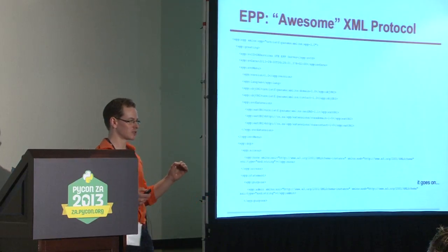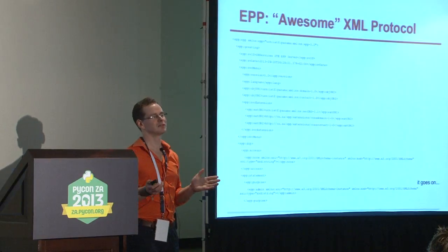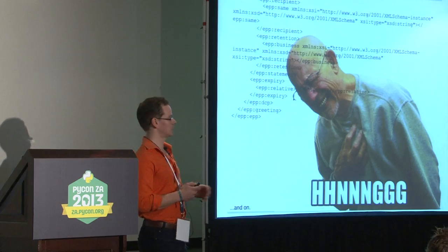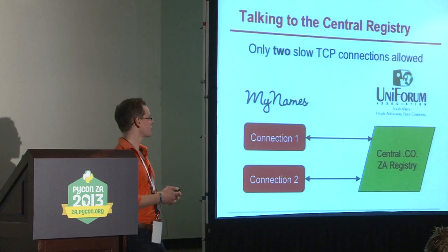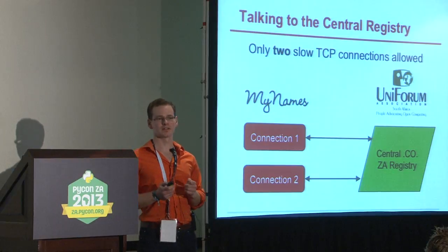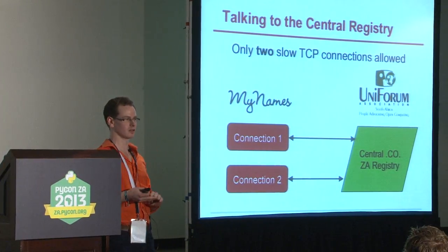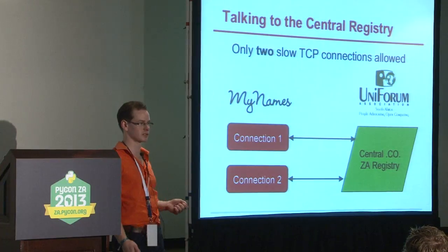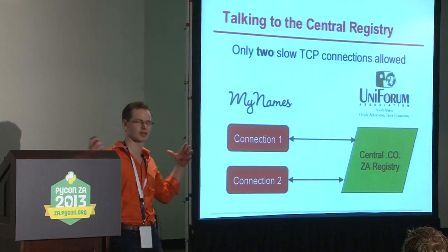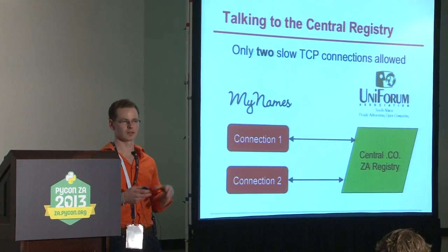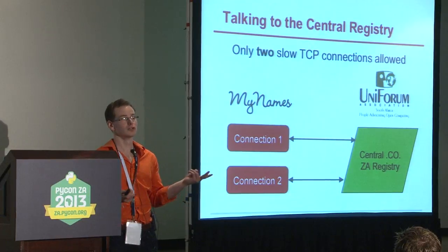The magic in speaking with the registry, that's EPP. It's this lovely XML protocol. Pain. And so we've solved that problem already. One of the interesting design constraints that we have is that we can only make two simultaneous TCP connections to the central registry. And these are typically rate limited and bottlenecked. So anyone who's trying to check 1,000 domains at once or to register domains or update their contact has to go through at least only two workers.